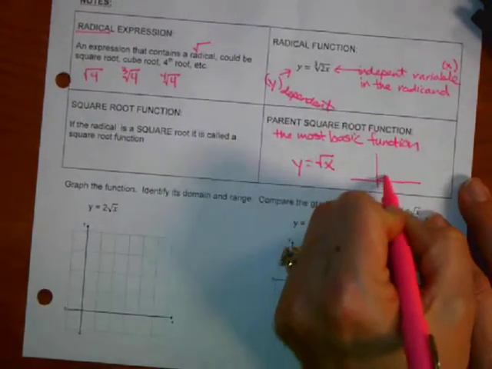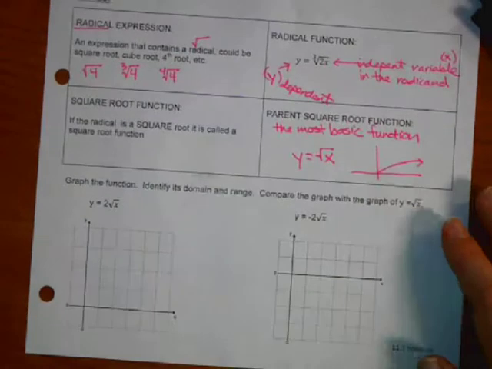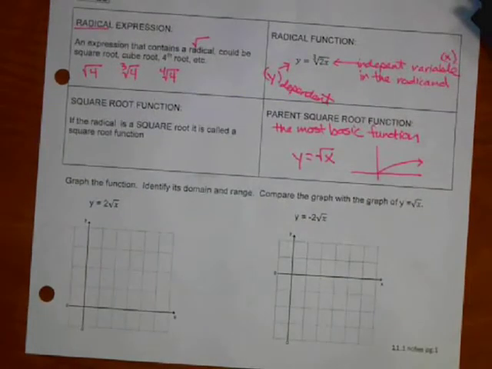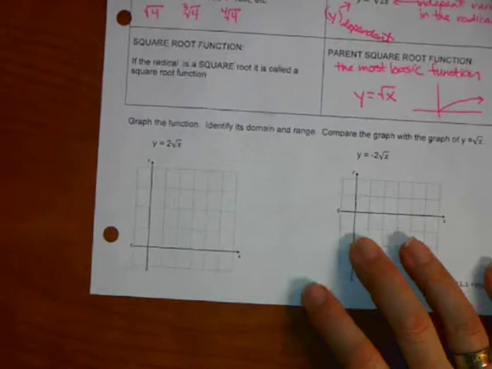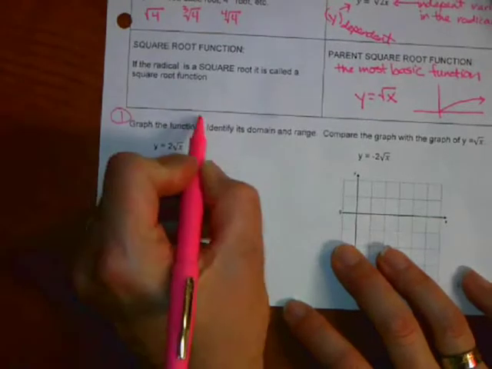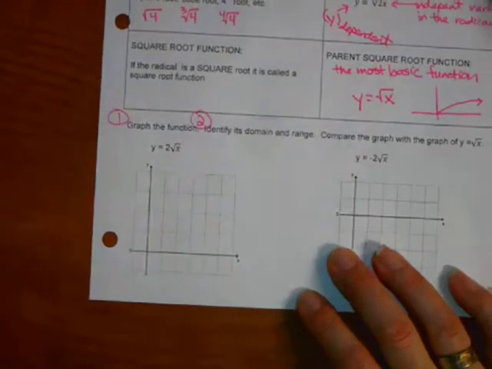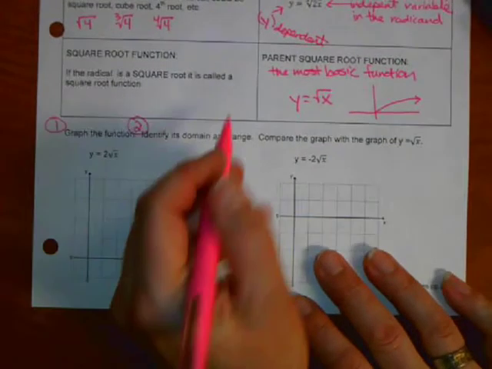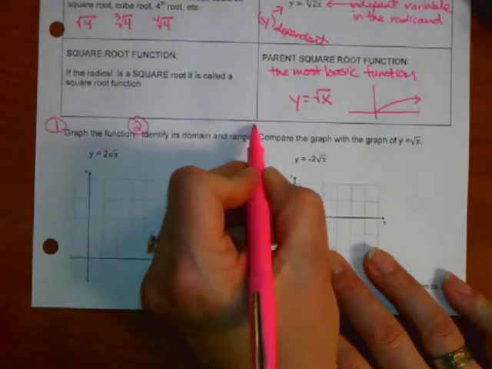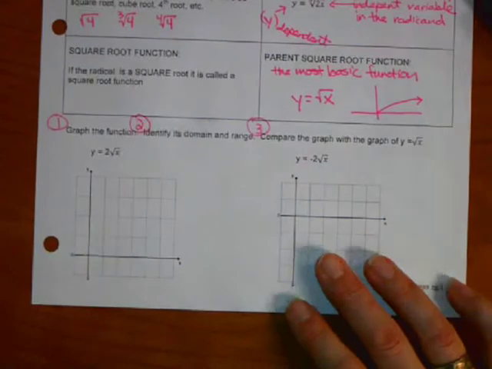And the graph just looks like this, and we're going to draw lots of those, and I'm going to show you what those are. It's not shifted up, it's not moved left, it's not moved down, it's not flipped over, it's just that. Okay? All right, graph the function. That's one thing we got to do. Identify the domain and range. That's the second thing we have to do. And compare the graph with the graph of y equals the square root of x.